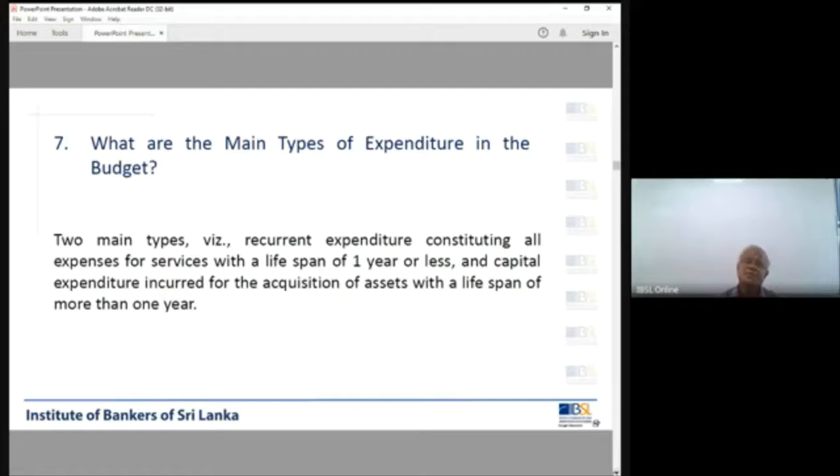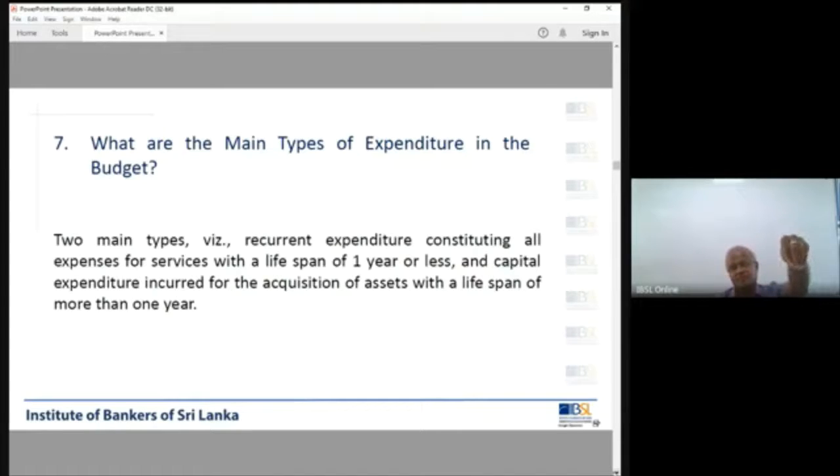What are the main types? Now in the budget we have the revenue, expenditure, then deficit. Now we'll discuss gradually. Now we are going into the budget at a more micro level. What are the main types of expenditure in the budget?